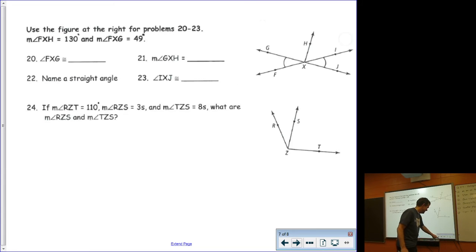Oops. Number 20. Okay. The key thing about number 20 is right here. It says we want an angle congruent to that angle. So we're not looking for an angle measure. If we were looking for an angle measure, then this would say equals. But I don't want equals. I want another angle that has equal measure to it. That's what congruent means. And since FXG is right here, the other angle that's got the single arc is on the other side, IXJ.